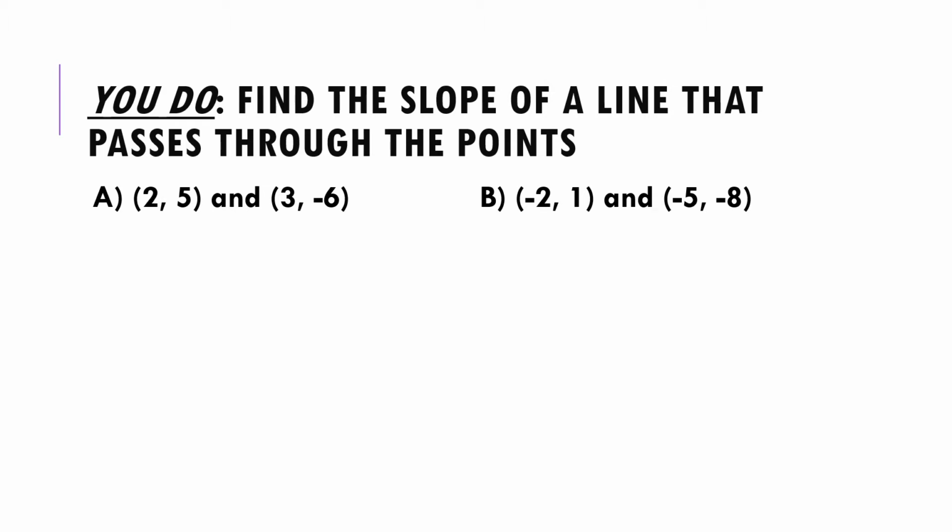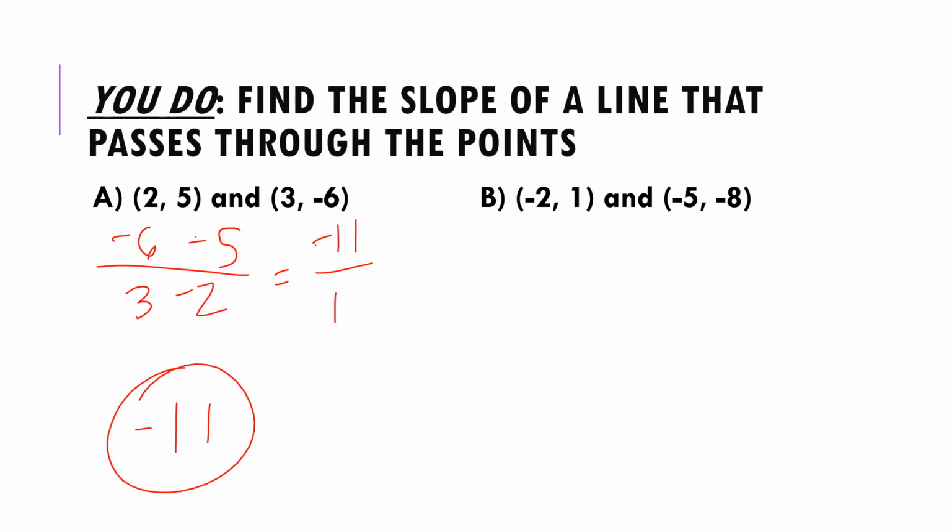So A would be set up as negative 6 minus 5 over 3 minus 2. Negative 6 minus 5 is negative 11. 3 minus 2 is a positive 1. So my final answer for the slope would be negative 11.